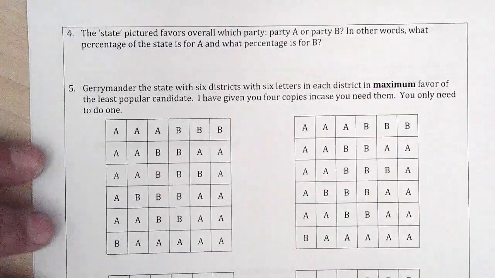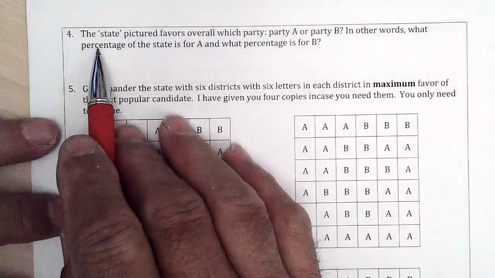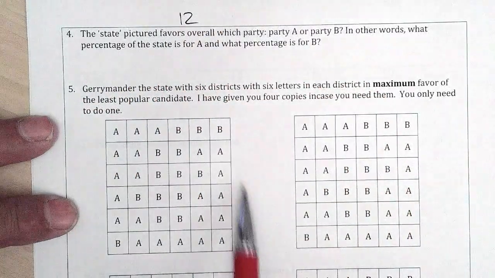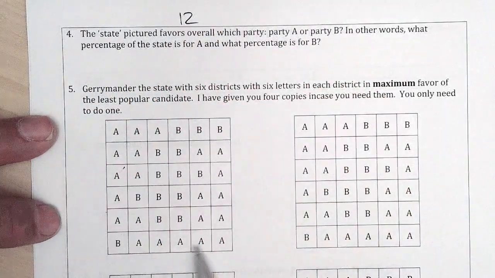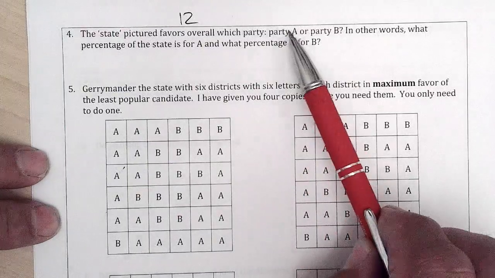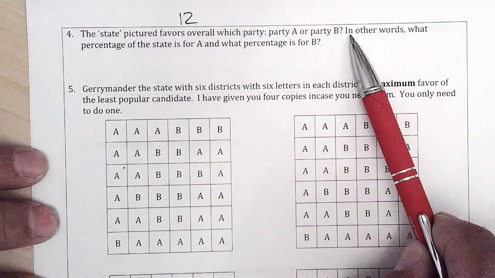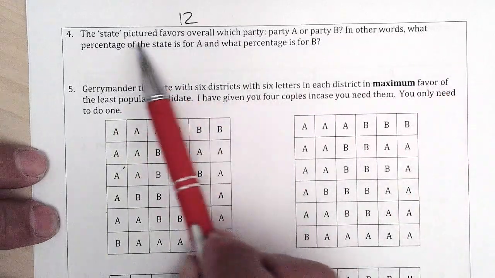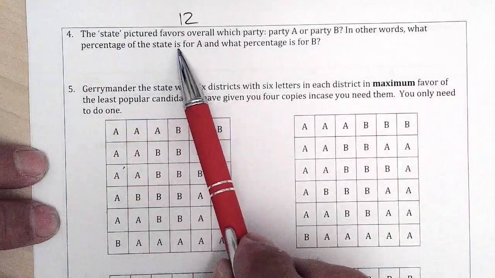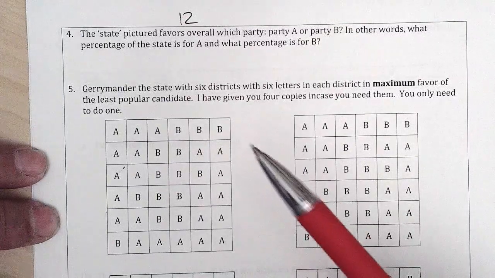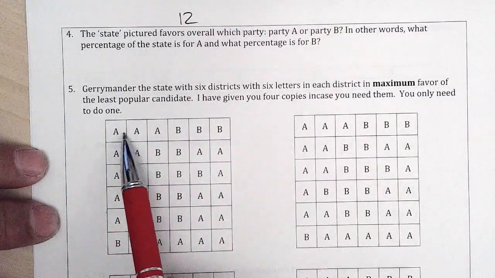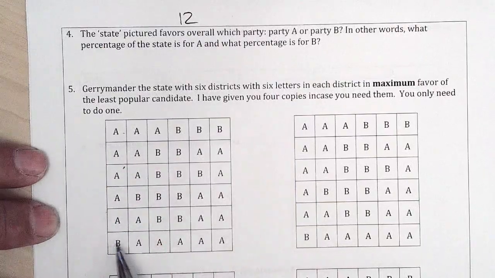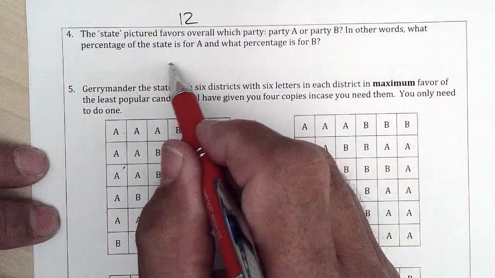All right, number 4, page 3 of the sample test of chapter 12. We have this state that has parties A and B. In other words, what percentage of the state is in favor of A? Well, let's see, there's 1, 2, 3, 4, 5, 6 by 1, 2, 3, 4, 5, 6. So there's 36.